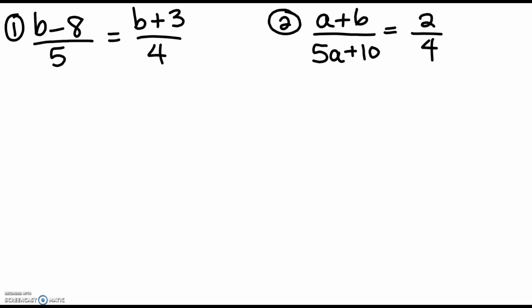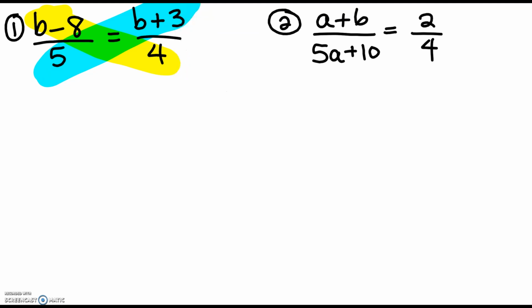And with cross multiplication, what you want to do is take your cross products and set them equal to one another. Now, cross products, as you know, the word product is the answer to a multiplication problem, which means you are going to multiply across the equal sign. Now, it is really important that you use parentheses when you are setting up these problems.